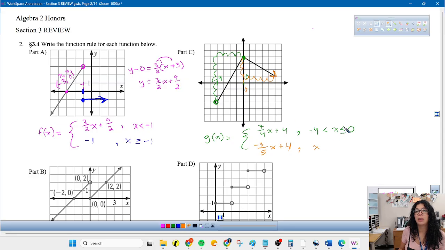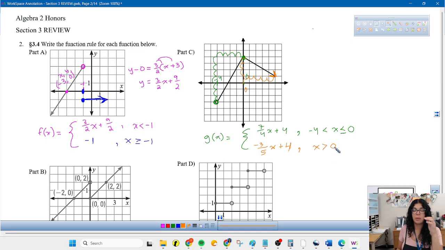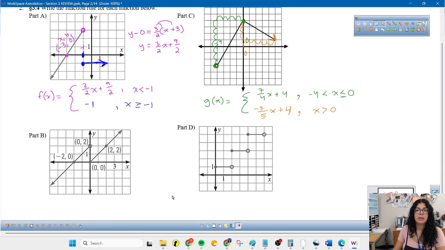Since I already included the x value 0 on this one, I'm not going to include the x value 0 on this one. So when x is greater than 0. Another option would be for me to have not included 0 here and then include it here, and that would also work and be a correct answer. So that's part C. Let's do part B next.